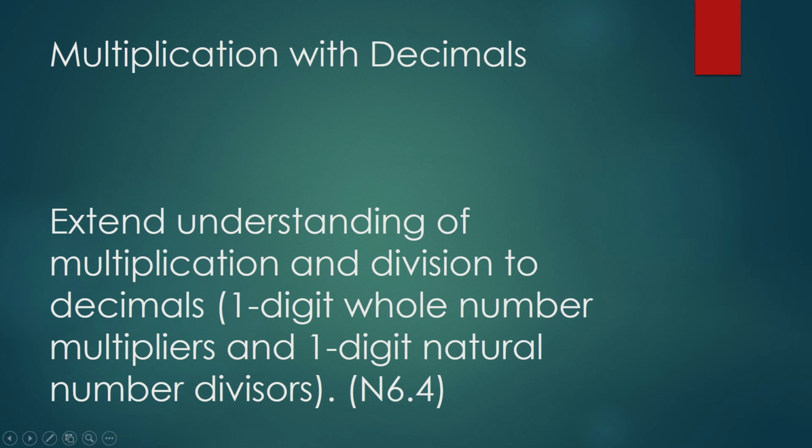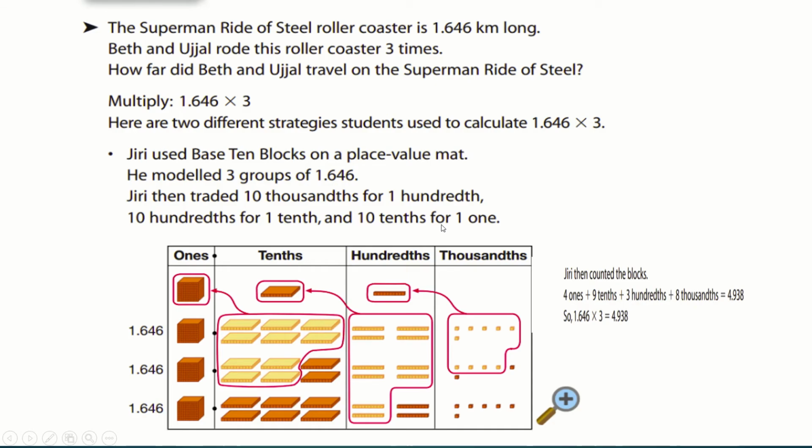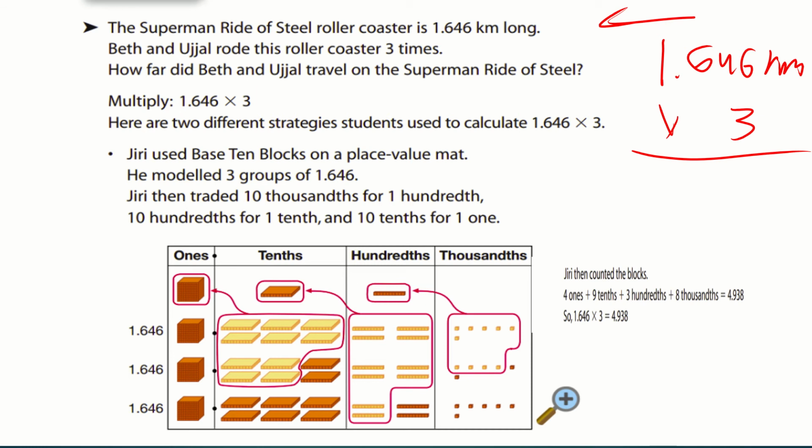All right, hello everybody. Today we're going to be working on multiplication with decimals, extending understanding of multiplication and division of decimals with one-digit whole numbers. The first one we're going to look at is a visual. We have a roller coaster ride that is 1.646 kilometers long. We want to know how far we travel on 3 rides.